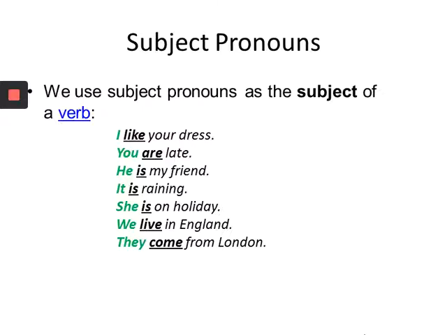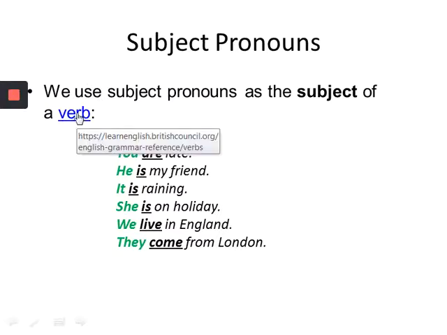Subject pronouns. We use subject pronouns as the subject of a verb. I like your dress. You are late. He is my friend. It is raining. She is on a holiday. We live in England. They come from London. Remember, all the words that are in green are your subject pronouns. All the words that are bold and underlined are your verbs.